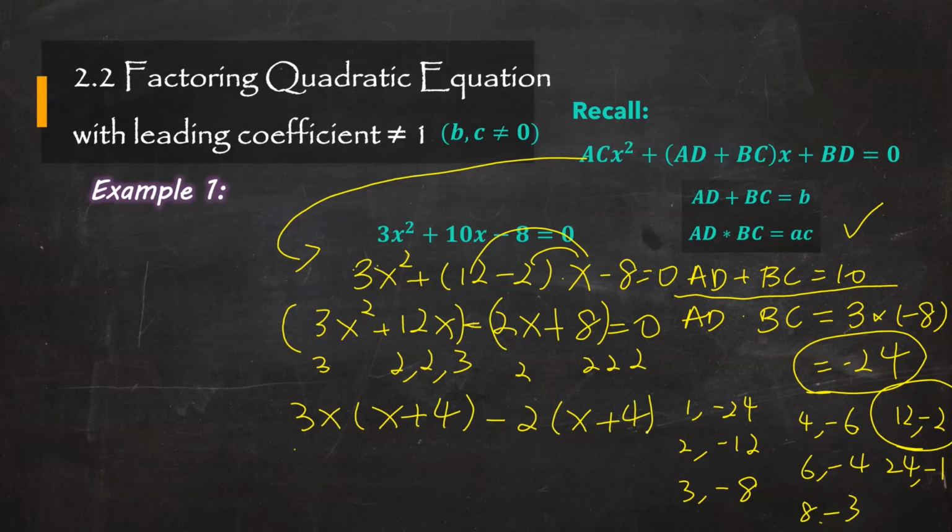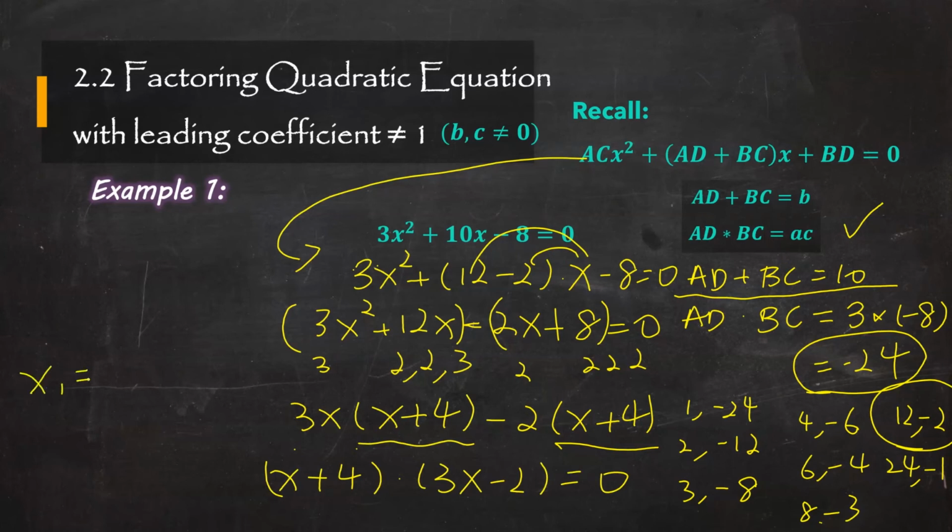Okay, so let's see. For those two terms, we see that this parentheses is the one that they share in common. So now we can do that same thing again. So it's going to be x plus 4 times 3x minus 2 equals 0. So here we will say the first solution is when x equals -4. And our second solution is 2 over 3.